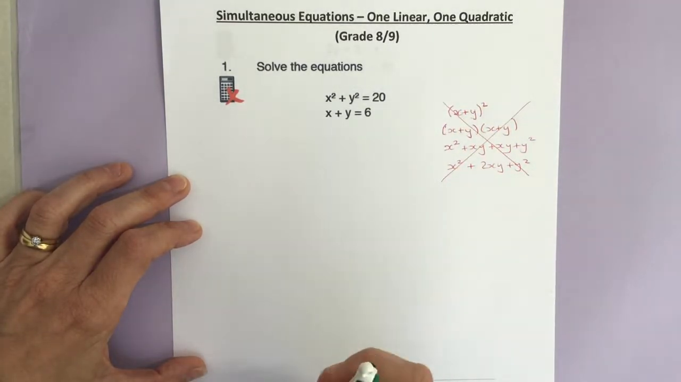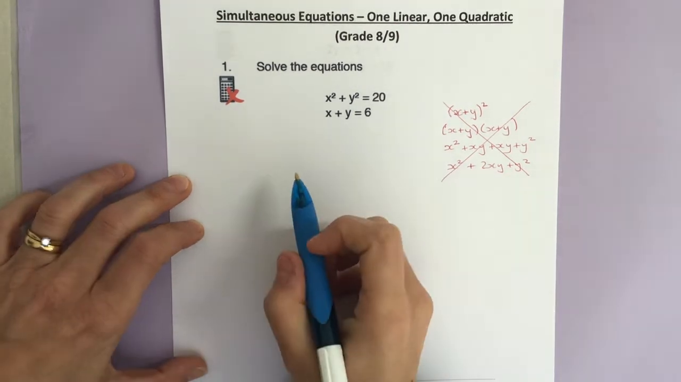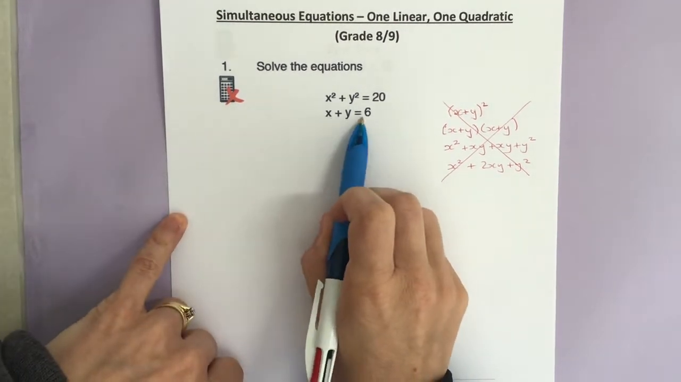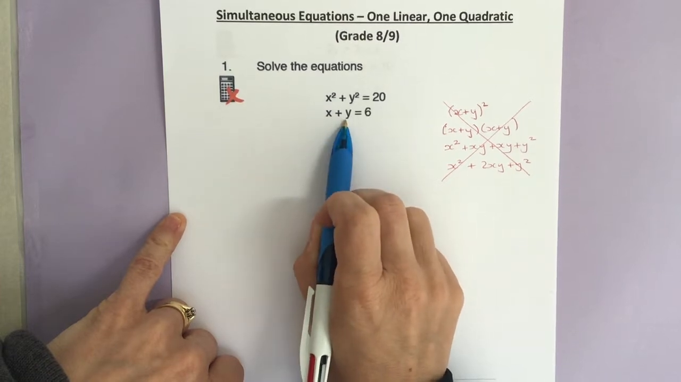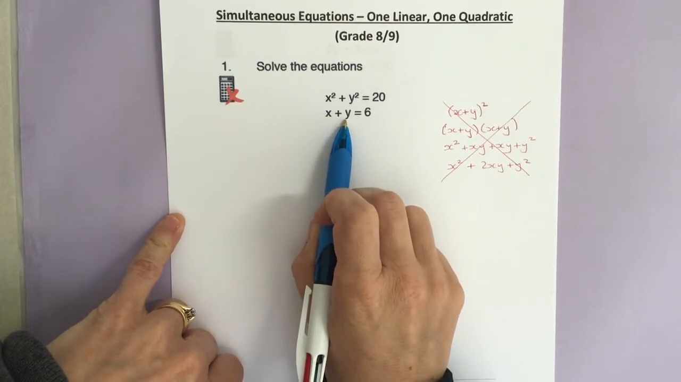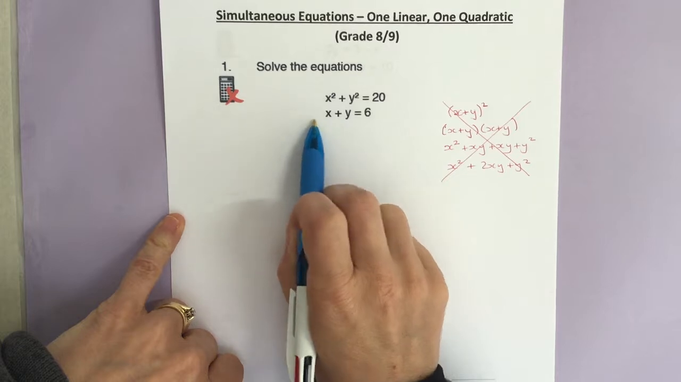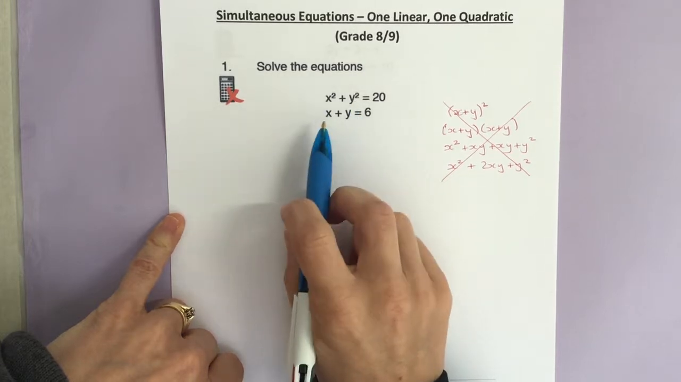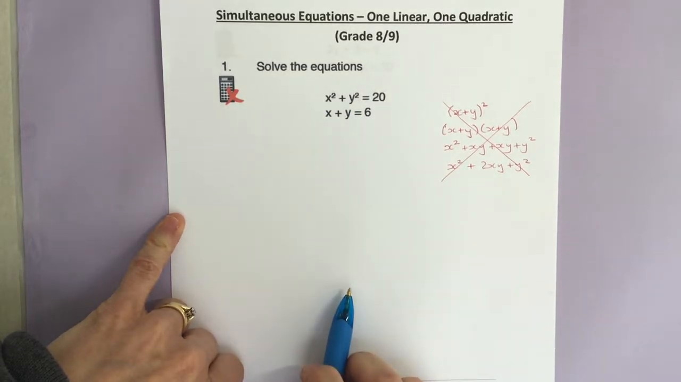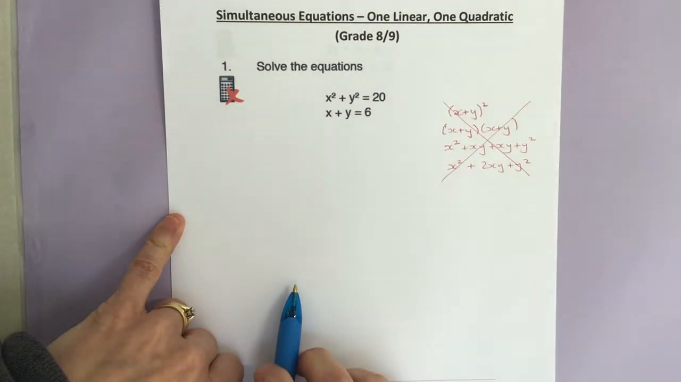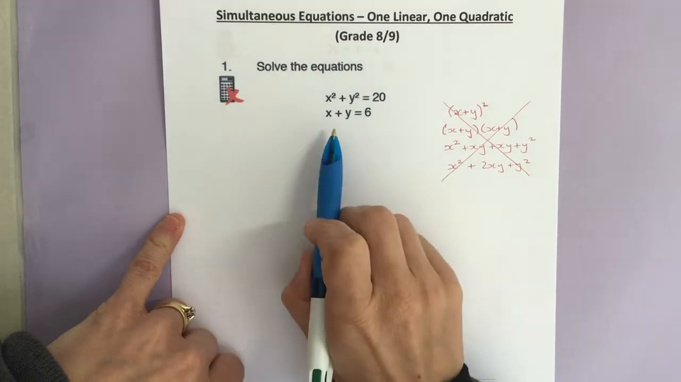So the method that we're going to use is called the method of elimination. What we're going to do is use this easier linear equation to make one letter the subject of the equation, and then we're going to substitute that letter into this other equation and hopefully end up with a quadratic equation that we can solve. There's quite a lot of steps to this, so we do need to take our time with these questions. So let's get started. Okay.